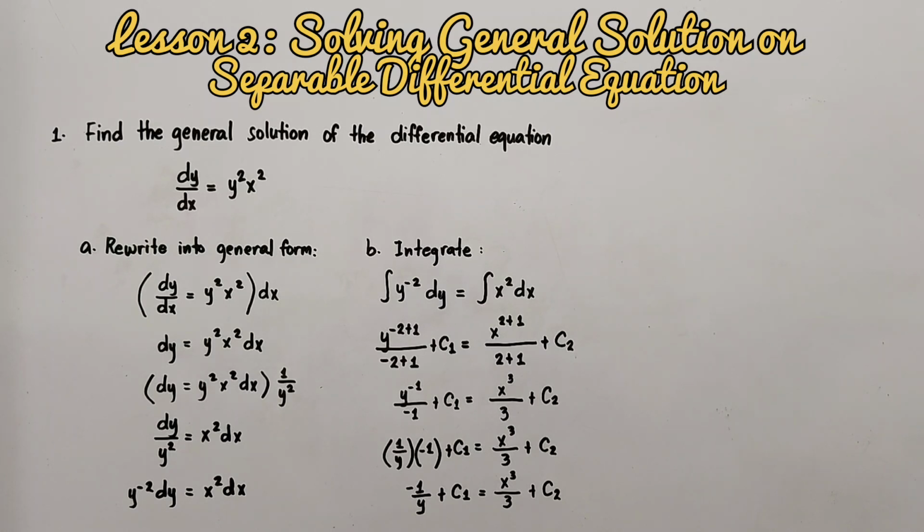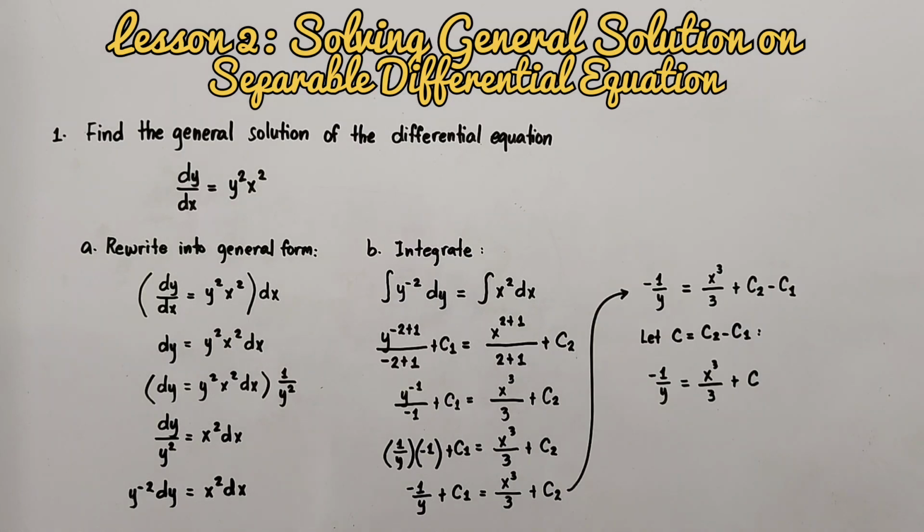We will now get the additive inverse of c sub 1. Applying the additive inverse of c sub 1, the equation becomes negative 1 over y equals x cubed over 3 plus c sub 2 minus c sub 1. We will let c equal c sub 2 minus c sub 1, so the general solution of this equation is negative 1 over y equals x cubed over 3 plus c.